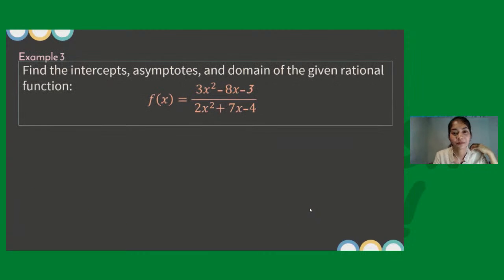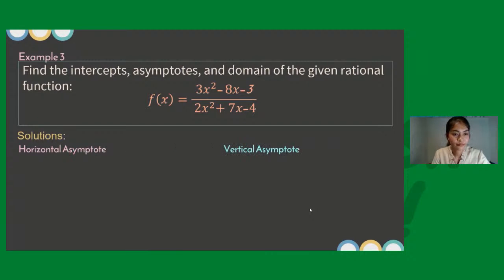Okay. So, next, yung asymptote naman. By the way, yung asymptote, these are the lines on our graph which the graph of the function does not touch. So, ito yung mga iniiwasan ng graph natin. Let's find out the horizontal asymptote and the vertical asymptote of the given function.